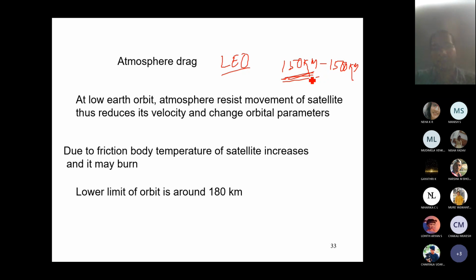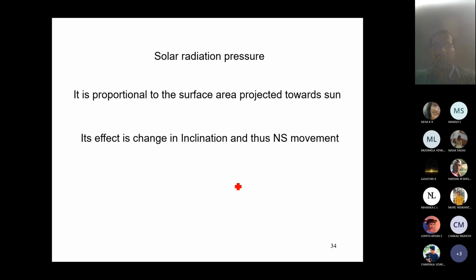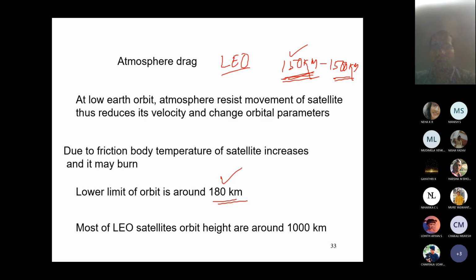Sometimes in LEO satellites, they are launched at 150 kilometer, which I have noted here. In some cases we are launching LEO satellites as low as 180 kilometer, which is very close to the Earth's surface. Approximately they are around 1000 or 1500 kilometer for some LEO satellites, but this is the lowest height of the LEO satellites. So this is one of the atmospheric effects.